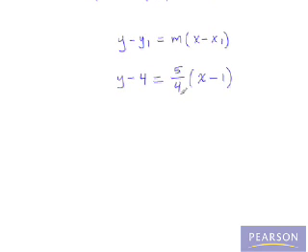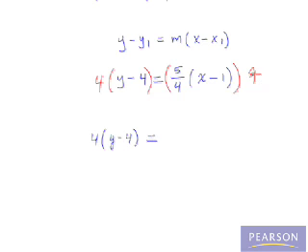So I'm going to eliminate fractions. I'm going to multiply both sides of this equation by a common denominator, which is 4. So we'll multiply the left side by 4, and we will also multiply the right side by positive 4. On the left, we will have 4 times the quantity y minus 4. On the right, 4 times 5/4, the 4's cancel each other out, and we're simply left with 5 times the quantity x minus 1.